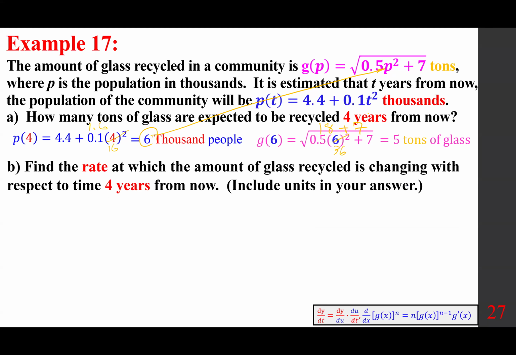And now calculus. Find the rate at which the amount of glass recycled is changing with respect to time 4 years from now. Again, the moment you see rate and one point in time, that means differentiate. So what are you differentiating? Let's find out. Find the rate at which the amount of glass is changing with respect to time, dG/dt, or G prime of t.